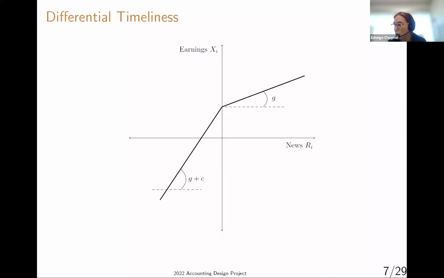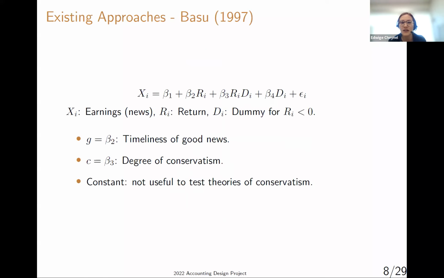You test this structural break by regressing earnings on returns with an interaction in the form of an indicator variable for negative returns, that is to say, bad news. In any case, this is the Basu approach, the first paper that started this literature. So you have this regression: the X are the earnings, and on the right-hand side you have the returns and the DOMI variable I was referring to.